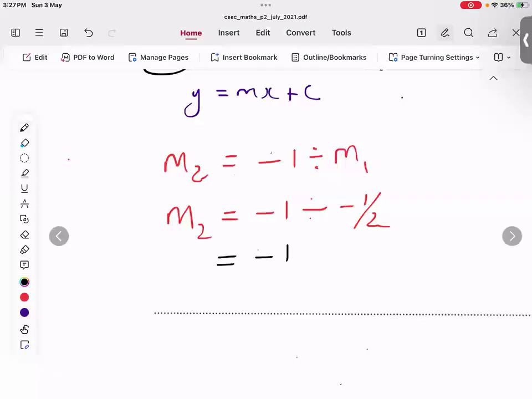So -1 multiplied by 2 over -1. Keep, change, flip. We keep the first, regular fraction, change the sign, flip the last. And if you do the fractions nicely, you realize that -1 cancels out -1. So M2 works out to be 2.